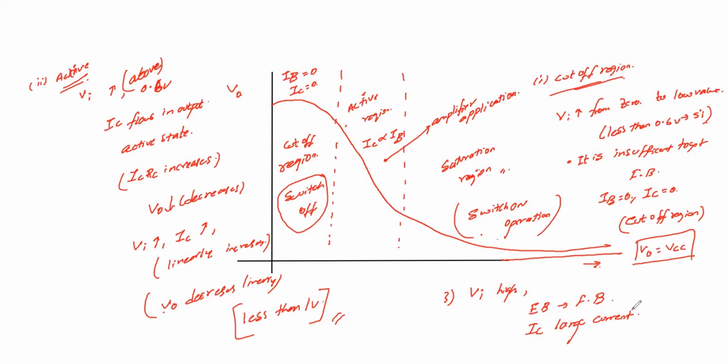So there will be a large potential difference across your resistive load, which is your RC. So when we are increasing the input voltage, what will happen? The voltage V naught decreases, almost to zero. So when V naught decreases to zero, it will access the saturation region, and that moment the current cannot pass any further. It cannot increase your collector current any more. So IC will be saturated.